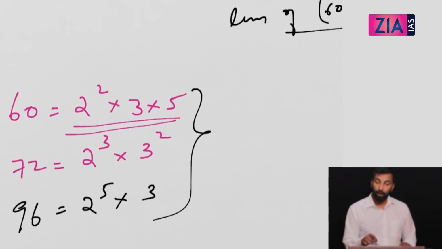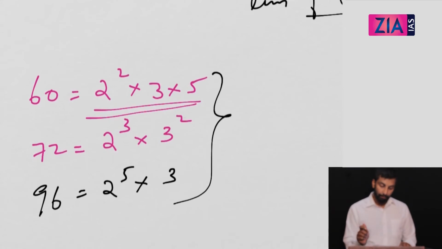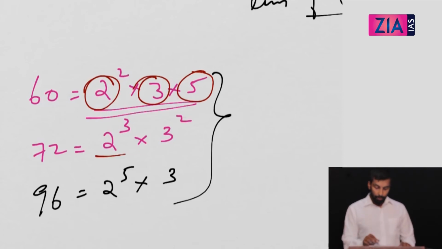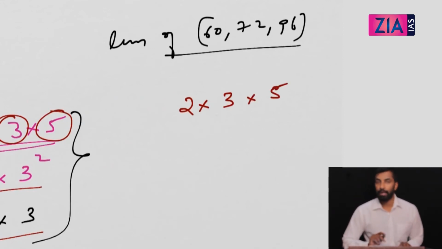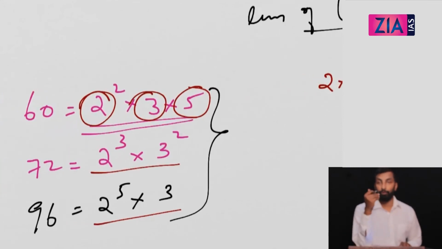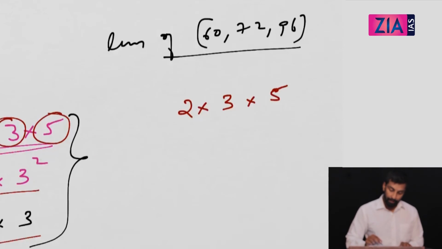To find the LCM, see how many factors are there. 2 is there, 3 is there, 5 is there, right? So here also 2 and 3, here also 2 and 3. So your LCM will contain all these 3 prime factors, 2, 3 and 5. Now what power will you write? You see where you get the highest power for 2. You get the highest power here. So take that highest power and write it.